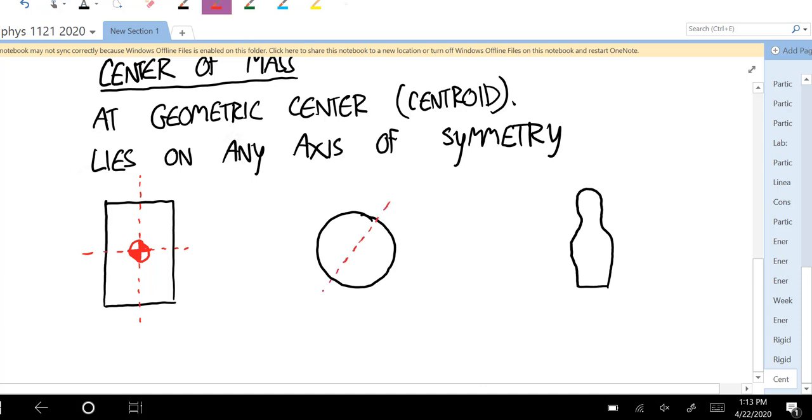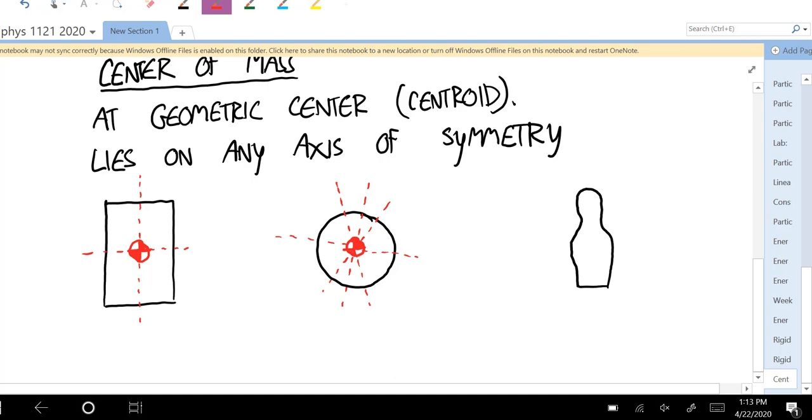There's one. For a circle, unlike a rectangle, we can keep making these. There are infinitely many of these. So where's the center of mass? Well, in this case, all of these axes of symmetry intersect at the same exact point, and that point where they intersect is the center of mass.